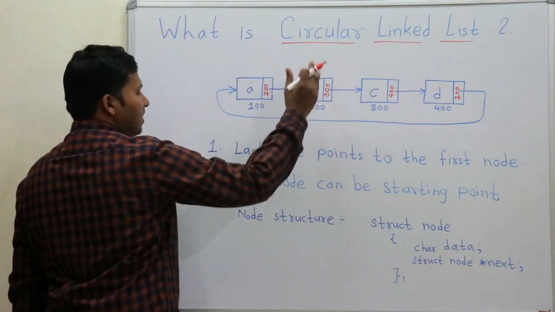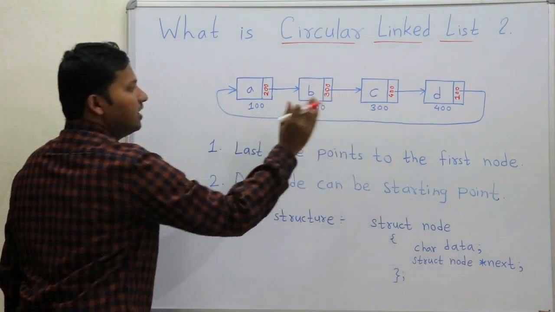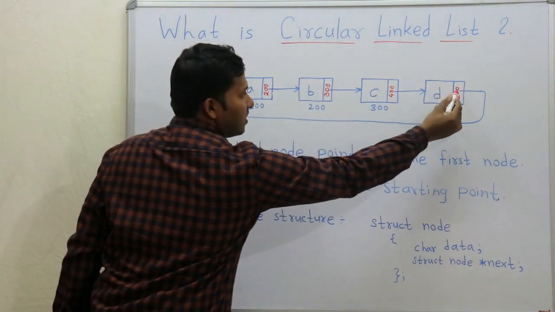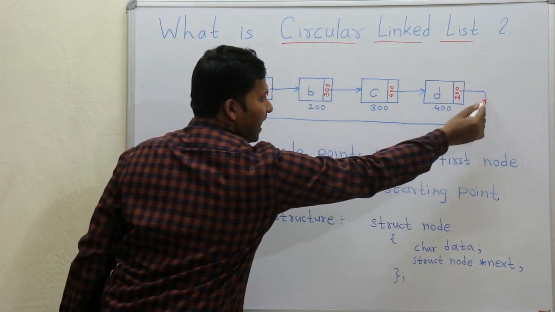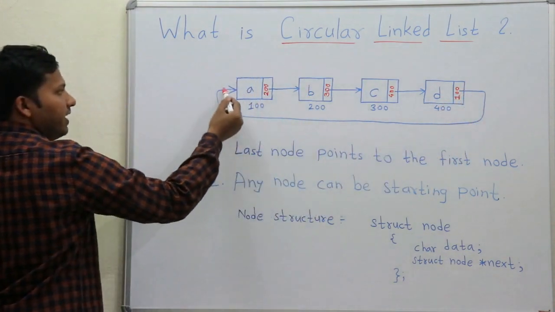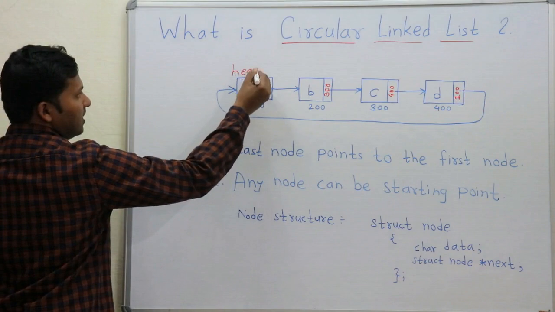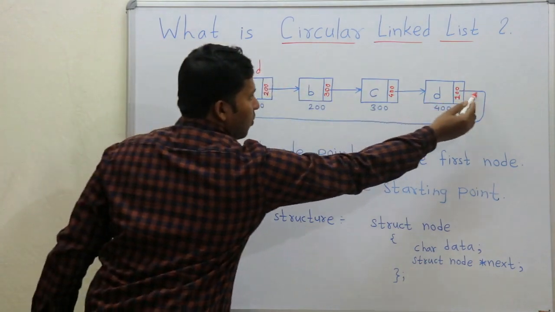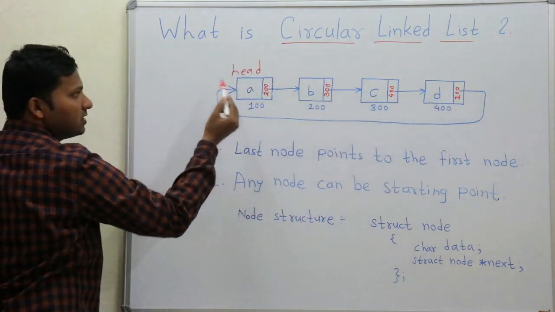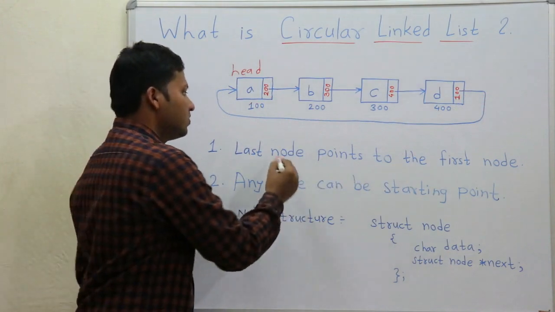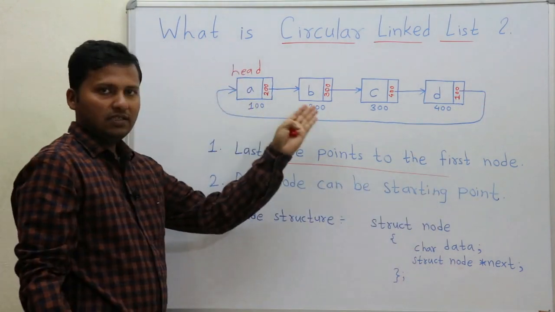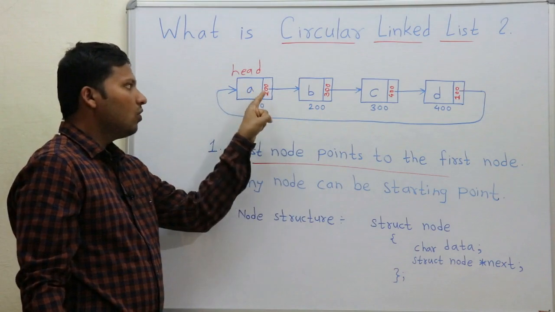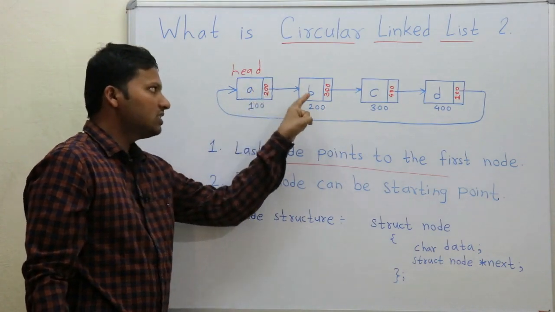A circular linked list is a linked list in which the last node holds the address of the head node. Okay, means the last node holds the address of the first node, right? So as you know, in a linked list a node holds the address of its next node.